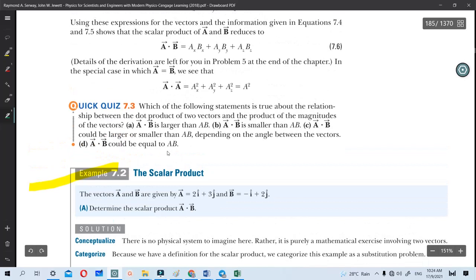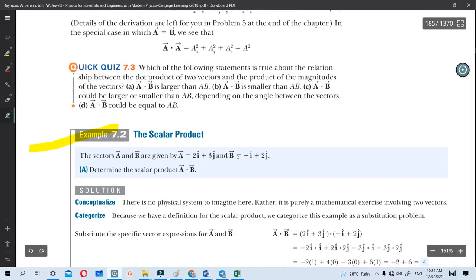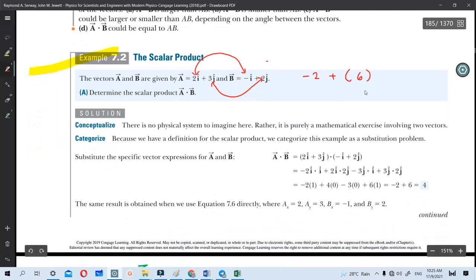Alright, to reflect on the concept of the scalar product, you are given A and B as given, and you were asked to calculate the scalar product of A dot B. If you can still remember the earlier concept, what you must do is multiply I with I, and then J with J, and then add them together. So altogether 2 times -1 is -2, then plus 3 times 2, which is 6. So you have the answer as equivalent to positive 4.